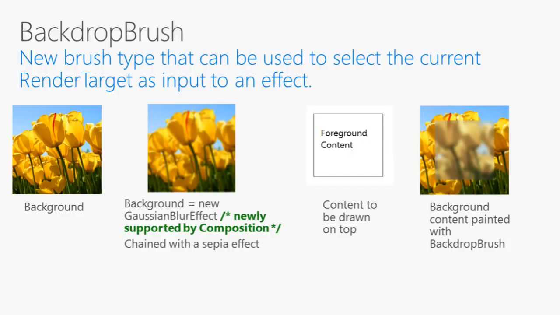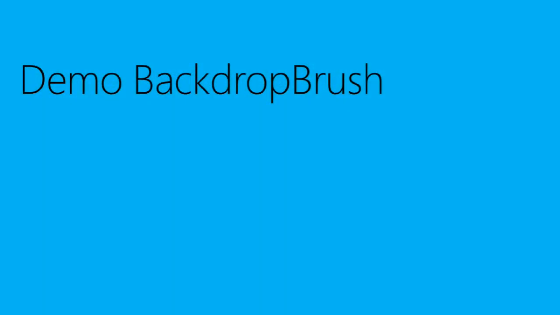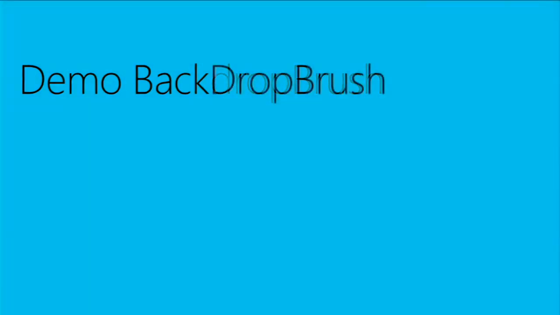Background blur is new in our effect platform. A lot of you have asked for that, so I'm happy to say it's here for you now. I then draw my foreground content on top, and you can see the background content is now painted with the backdrop brush, and you can see the blurred and sepia effect content through the content on top. Chris will walk us through some code that shows you how to use a backdrop brush end to end.